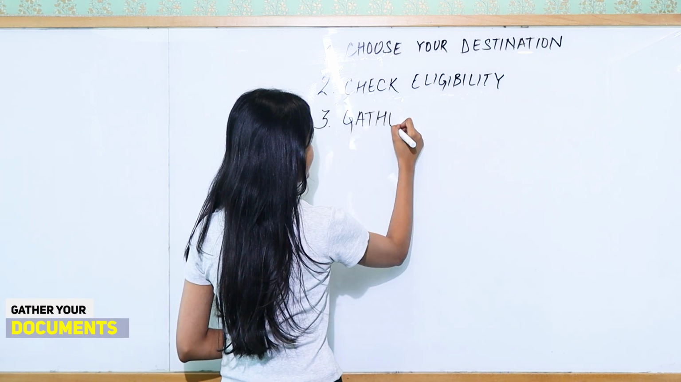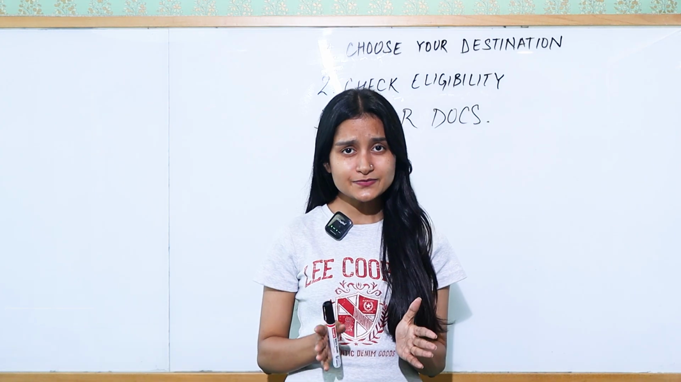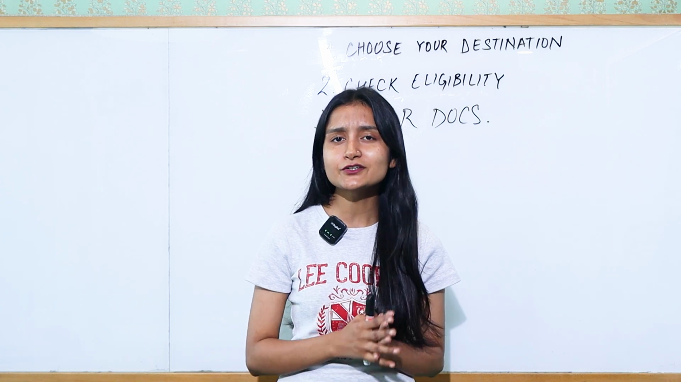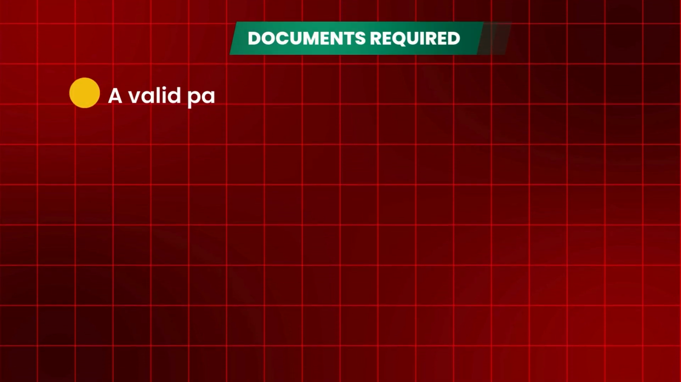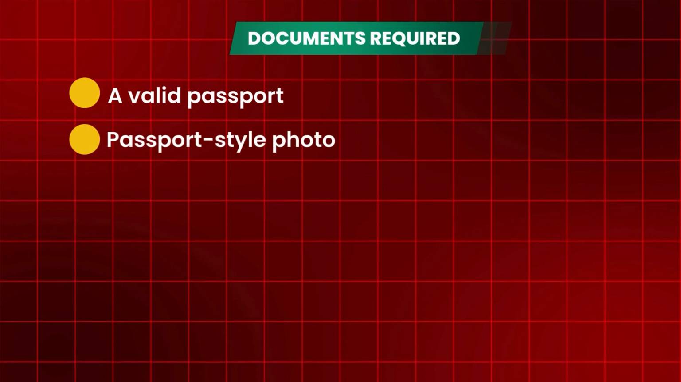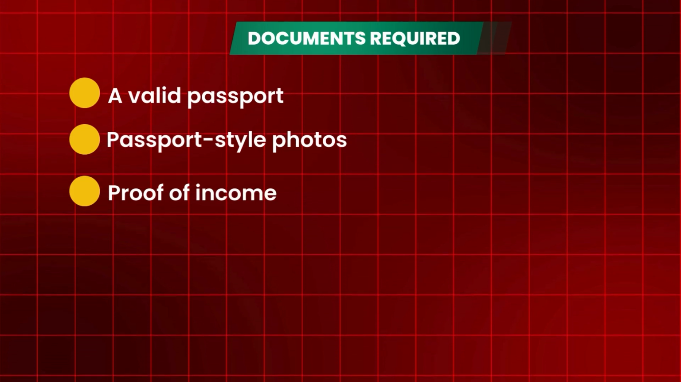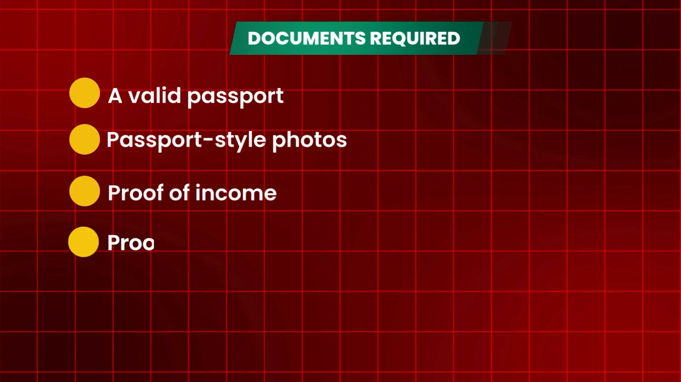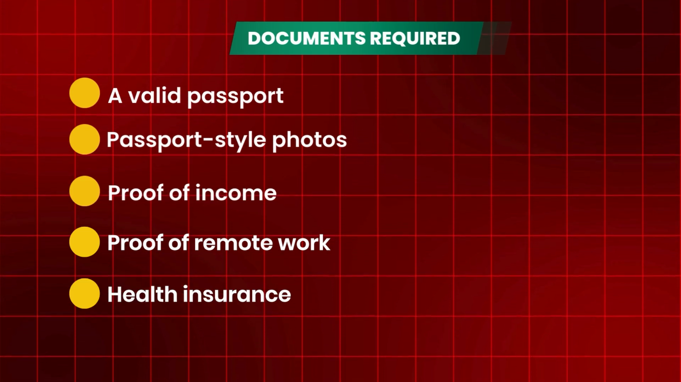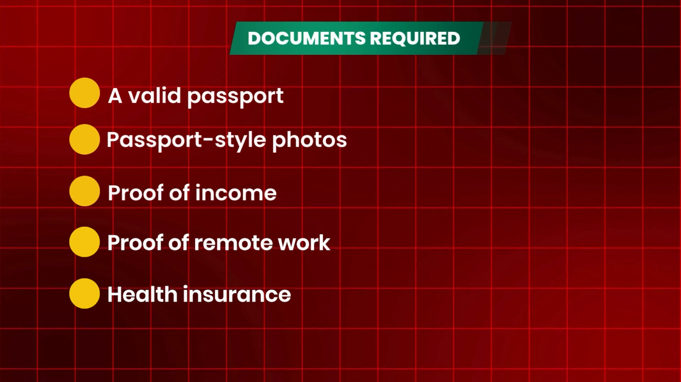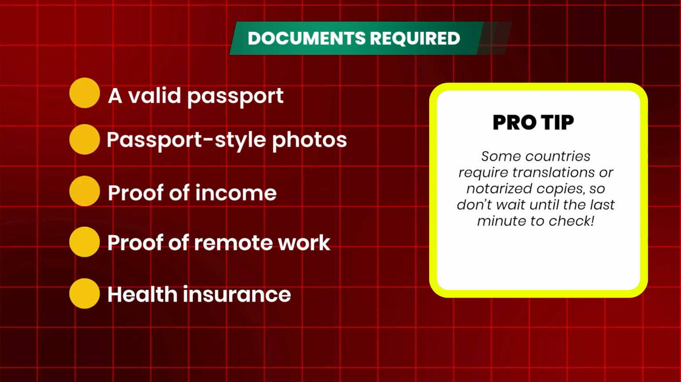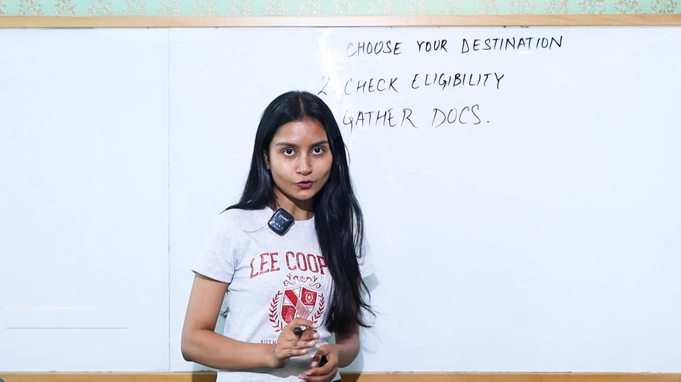Third, gather your documents. Now this part can feel like a bit of a paperwork marathon, but trust me, getting organized now can save you a ton of stress later. You will need a valid passport, obviously, passport style photos, usually just 1 or 2, proof of income like bank statements, invoices, or a letter from your employer, proof of remote work, for freelancers, this means invoices or client contracts, health insurance, double check that it covers you in your new country. And here's a pro tip, some countries require translations or notarized copies, so don't wait until the last minute to check.